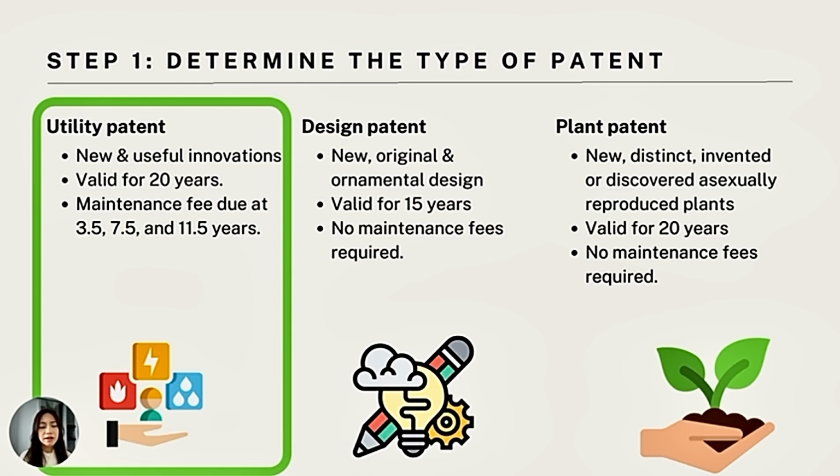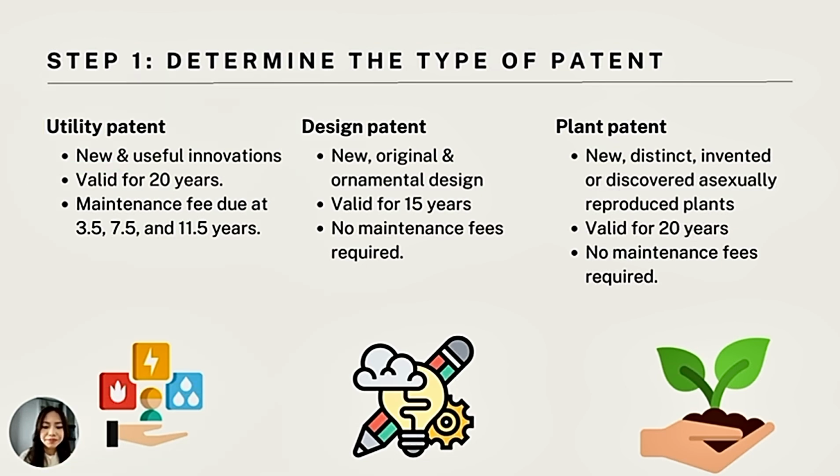patent. Then there's also the design patent for original and ornamental design, which is valid for 15 years and there are no maintenance fees. And then the plant patents are for newly discovered plants, and this is also valid for 20 years and there are no maintenance fees required. So in this case, the solar backpack actually applies to being a utility patent.